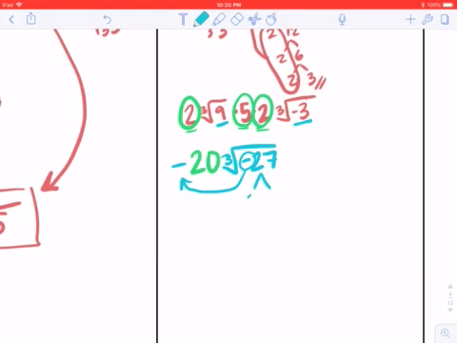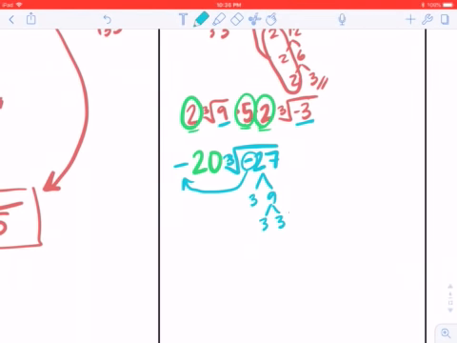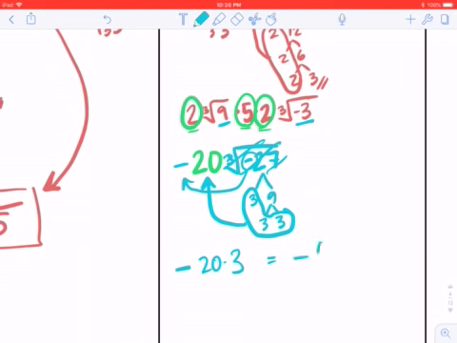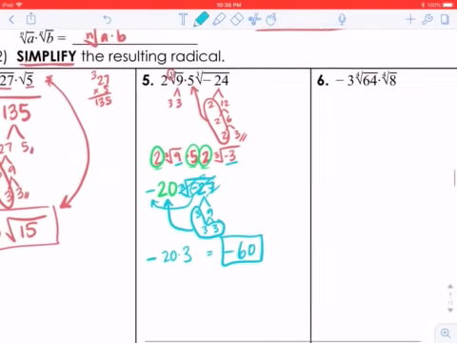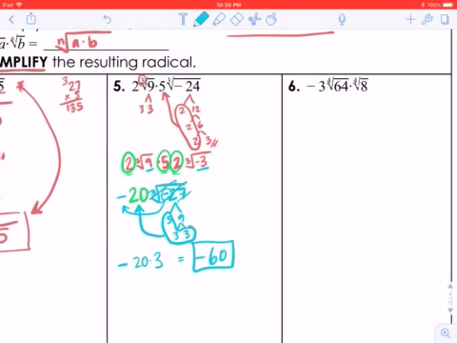And then 27 breaks into 3 and 9, 3 and 3. I'm looking for groups of 3. So here is my group of 3, which is also going to multiply times the 20. So I have negative from here, 20 times 3. And then I use everything, so I don't actually have to write this anymore. So it would just be 20 times 3, which is negative 60. That's my answer. It can be pretty complicated, but simplifying first will sometimes help you cut down on time.